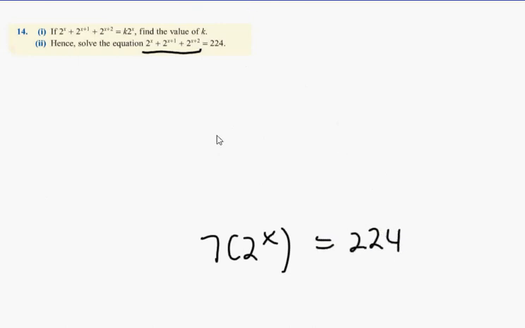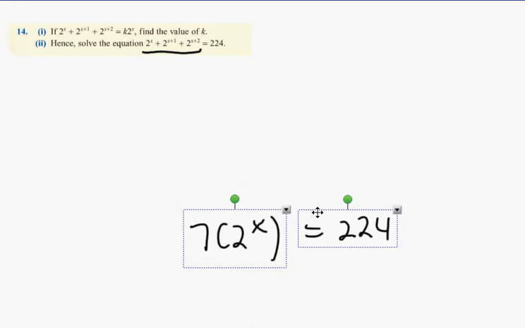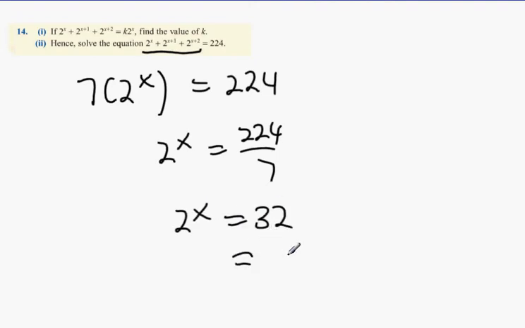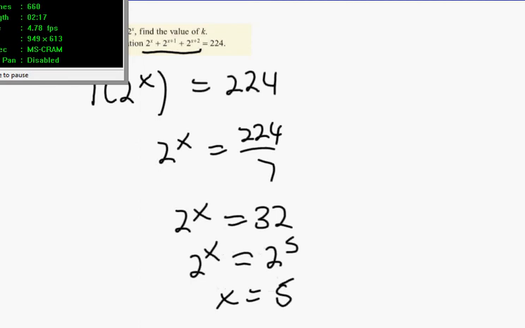What is 224 divided by 7, anybody? 32. Cheers. 2 to the x equals 224 divided by 7, so 2 to the power of x equals 32. 32 is 2 to the power of 5. This means that x therefore must be equal to 5. Okay? It's good. Any questions on this one?